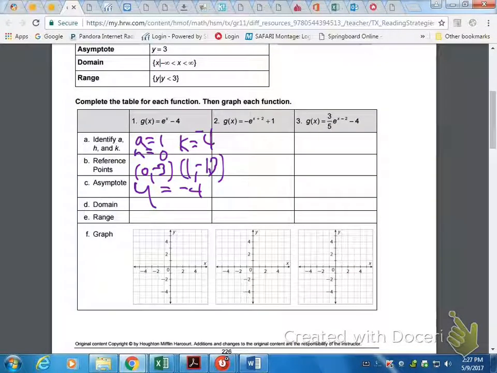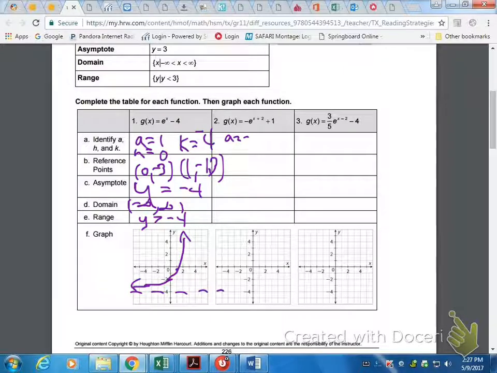Okay, so let's graph our reference points at 0, -3, and then the 1, -1.3. Asymptote was at y equals -4. This is a growth, so we're going to sketch that in. Okay, there's that one. Domain, what's the domain? Okay, and what's your range? Y is greater than -4. Okay, see if we can get this last one in.